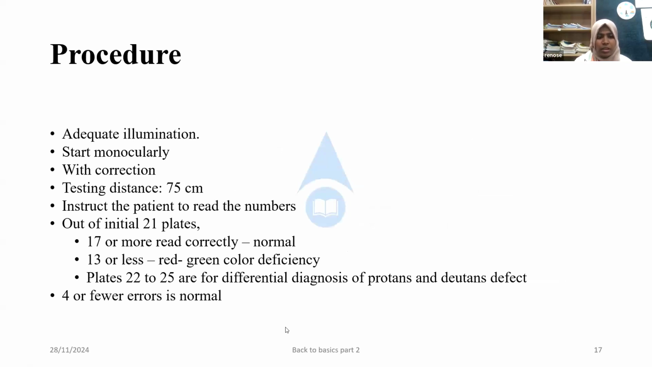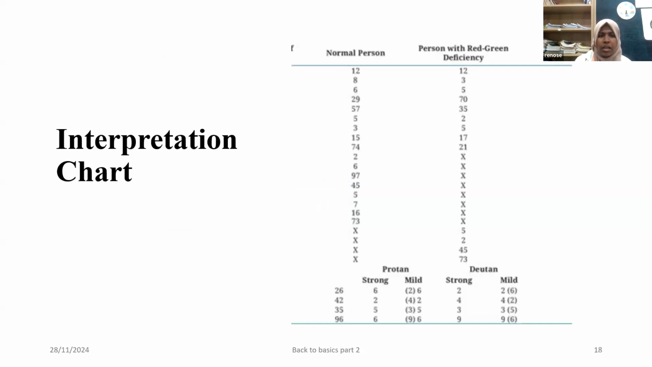Procedure. Adequate illumination. Start monocularly with correction. Testing distance 75 cm. Out of the initial 21 plates, 17 plates or more read correctly is normal. 13 or less can be red and green color deficiency. Plates 22 to 25 are for differential diagnosis of protan and deutan defects. Patients with 4 or fewer errors are normal, which is acceptable.